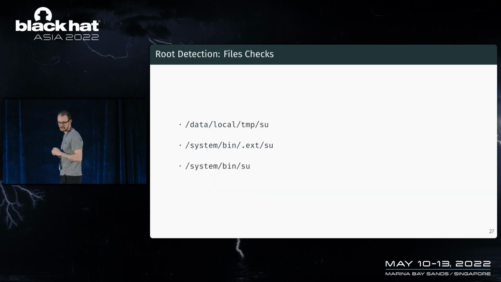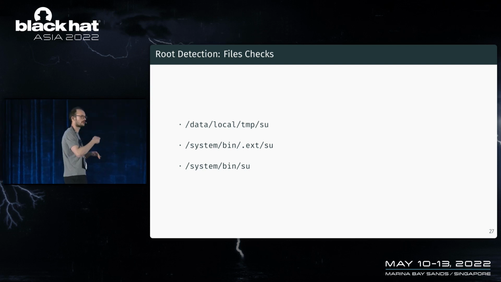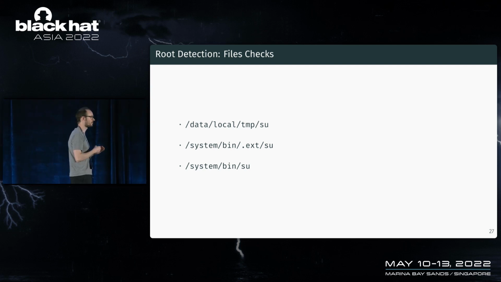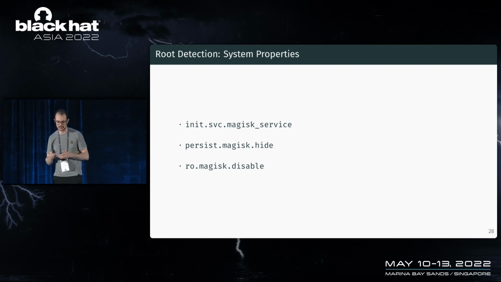So among the different checks to detect if it's a rooted device, we have the classical ones: data local, TMP, SU, and so on. Nothing very fancy, I would say, on this point. Same for the system property checks, it's just some strings that we can identify.